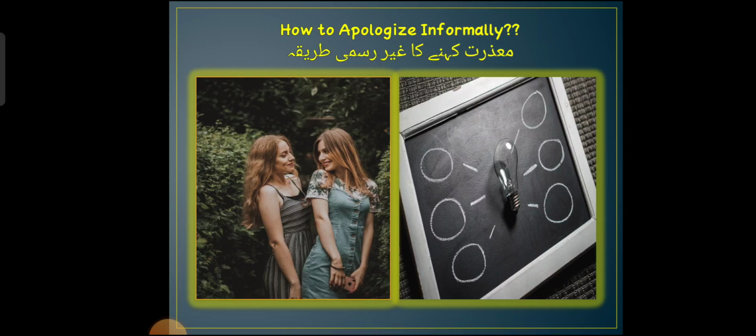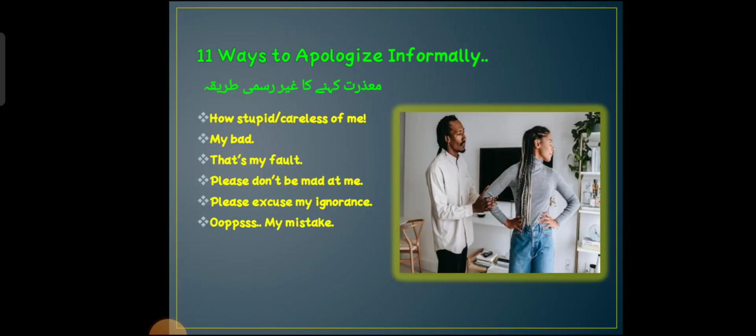Informal means that this time you have to communicate with your friends, with your peers, with your family members or anybody who is close to you. So wherever the link is not professional, where your link with the other person is at a personal level, that is called informal relations. So let's talk about 11 different ways to say sorry to such people. Okay, so how to apologize informally? How can you say sorry to somebody who's close to you?